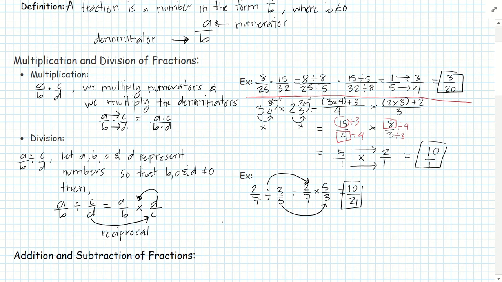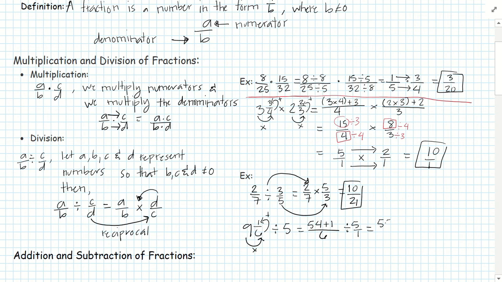Let's try another example. Let's say I have 9 whole and 1 over 6 divided by 5. Now let's remember, whenever we have a mixed number, we want to convert it, right? So I'm going to do 9 times 6, and then add 1. So 9 times 6 is 54, so I'm going to have 54 plus 1 over 6, and then divided by 5, and to this 5, I'm going to put a 1 in the bottom.